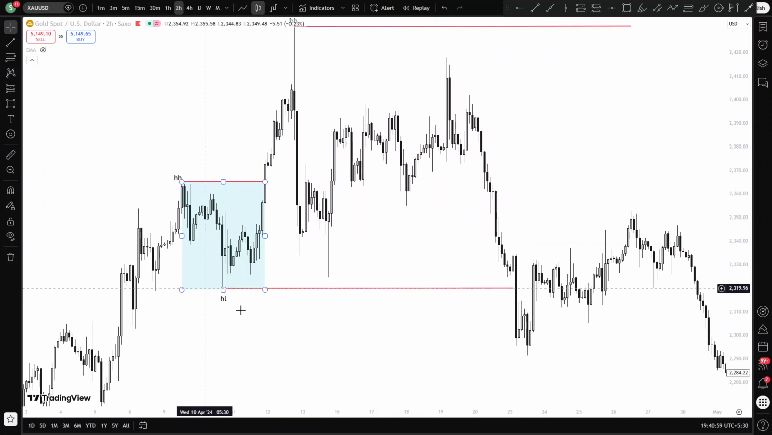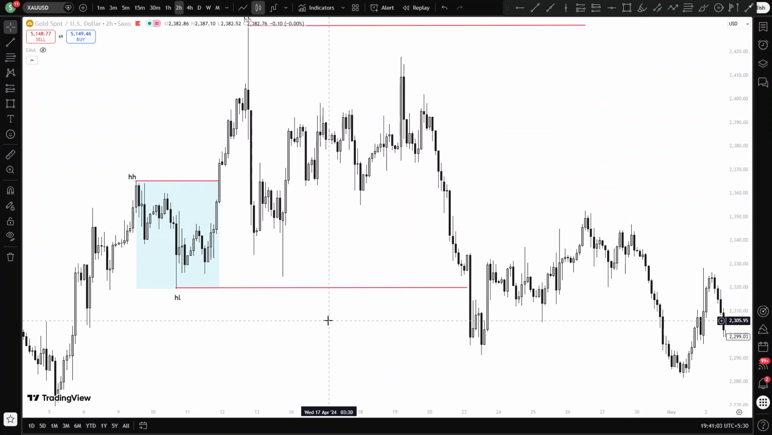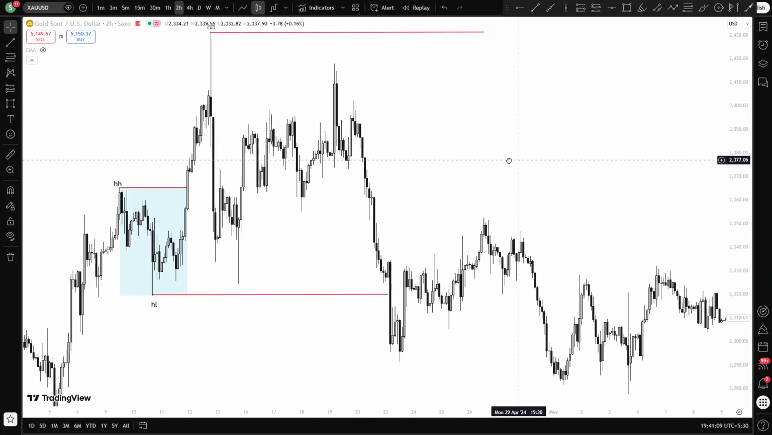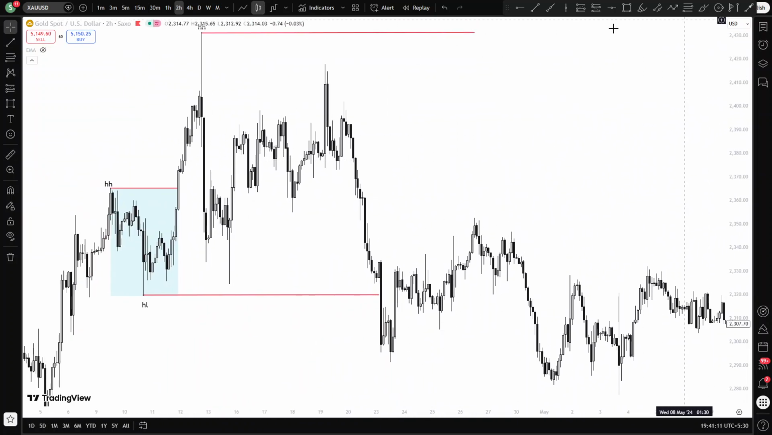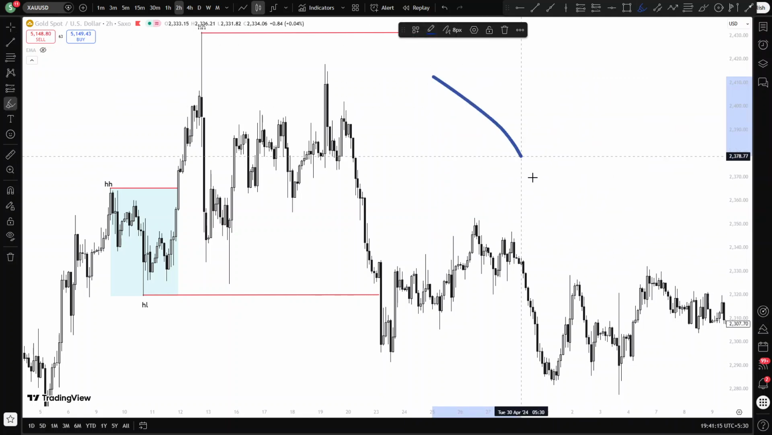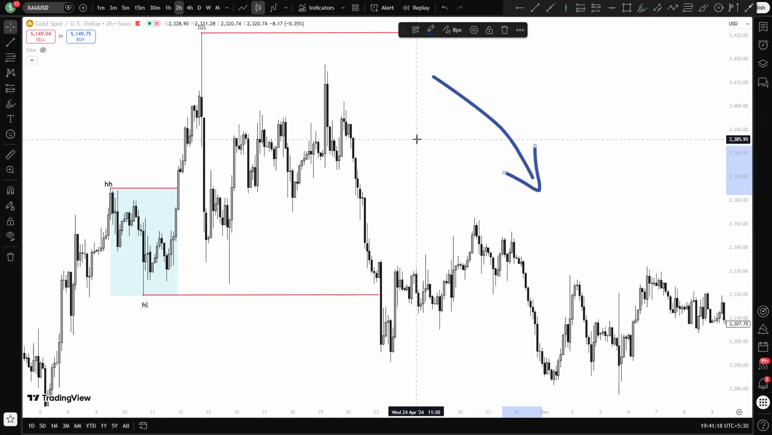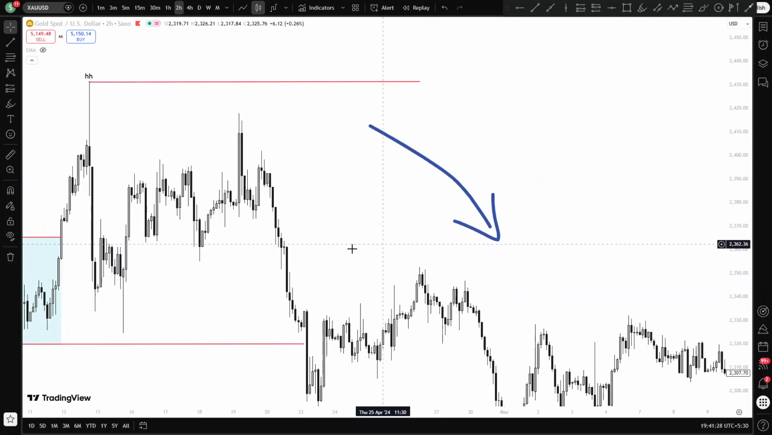So the market has given us a breakout of our previous higher low. What are we expecting? We are expecting the market to give us a downward push. We are expecting the market to push to the downside. Why are we expecting that? Because the market gave us a breakout of our higher low. We are expecting our higher low to be so strong that it cannot be broken.